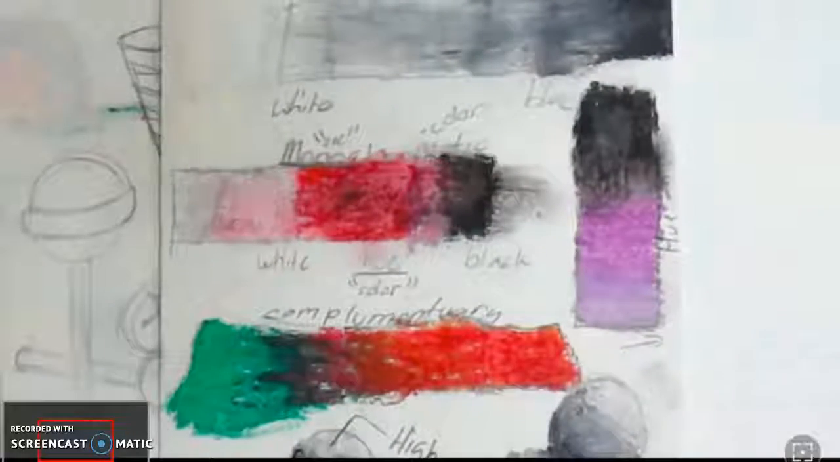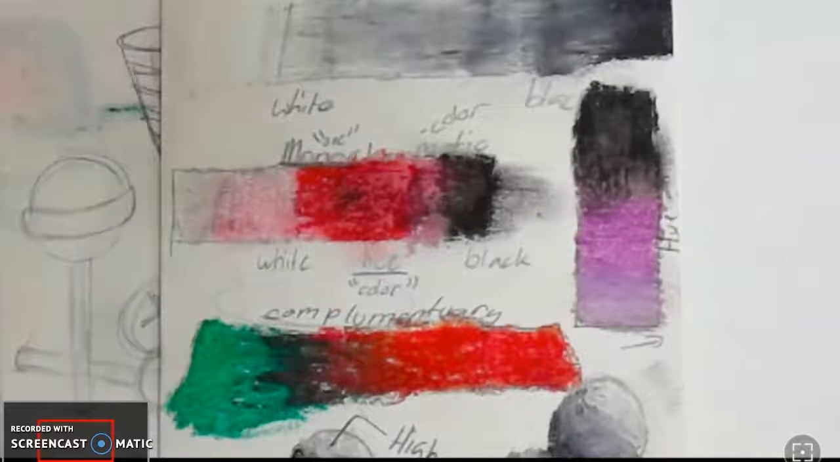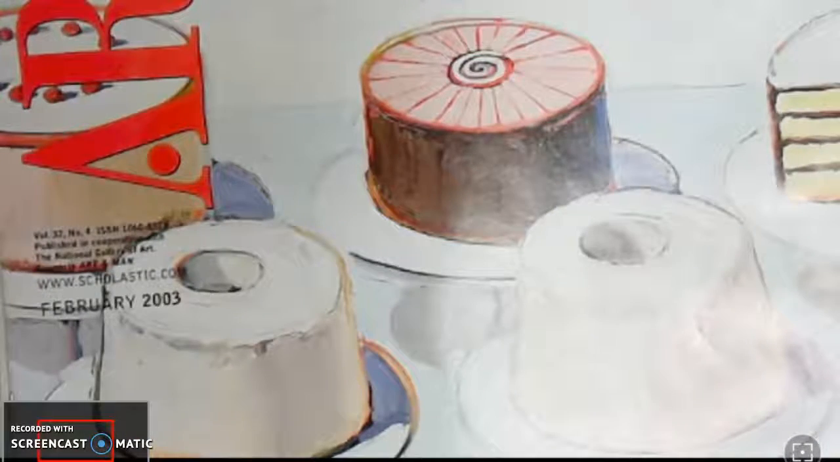With this idea, my students were able to create their own versions of Wayne Thiebaud compositions, which are based off of his style.